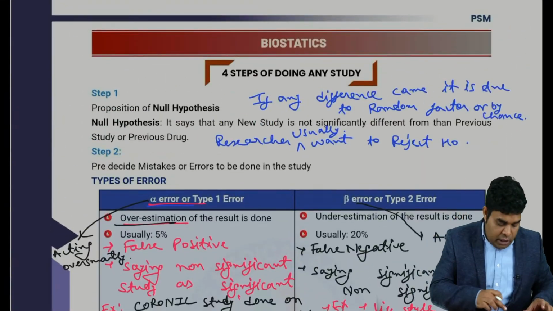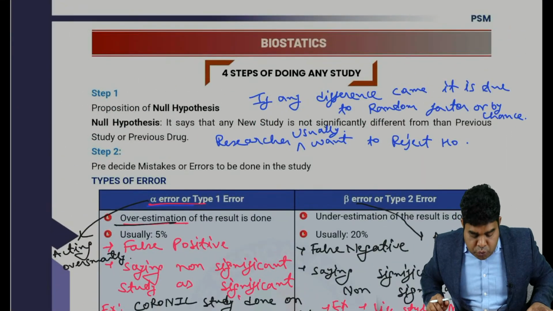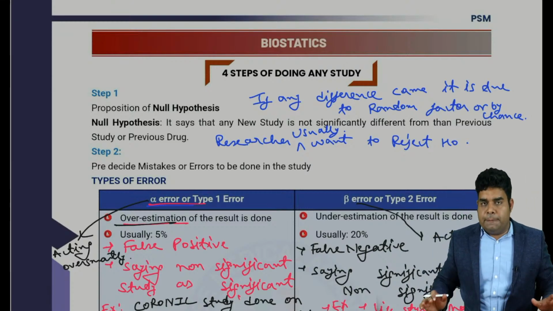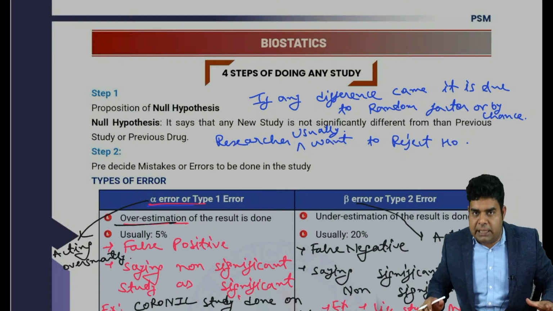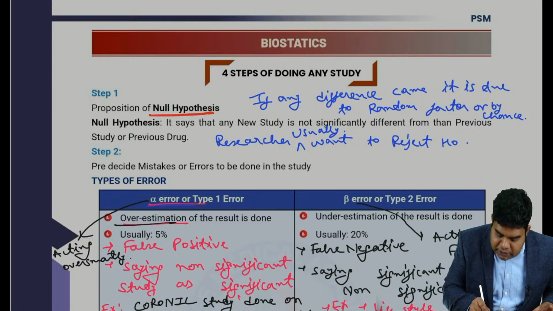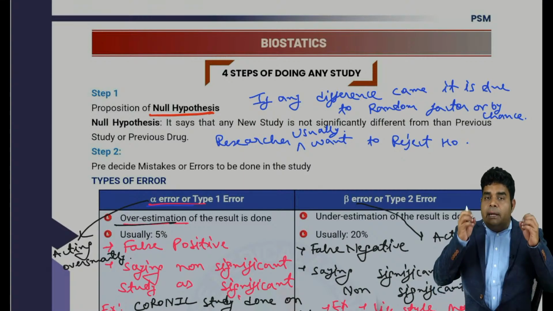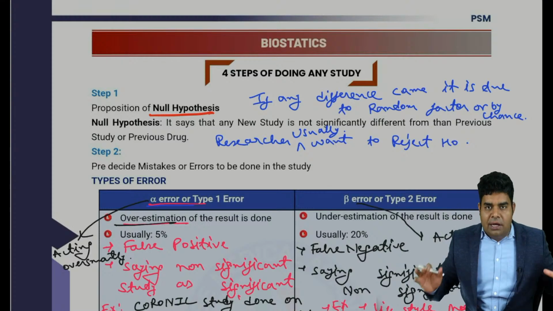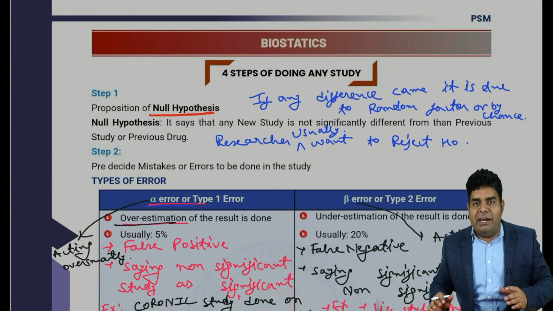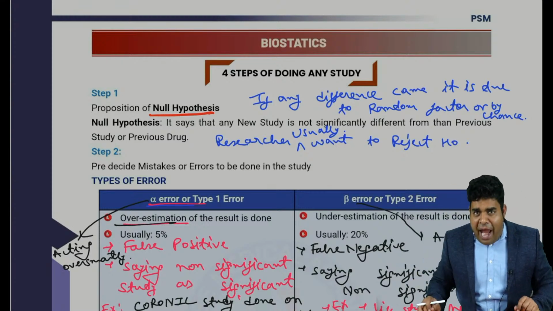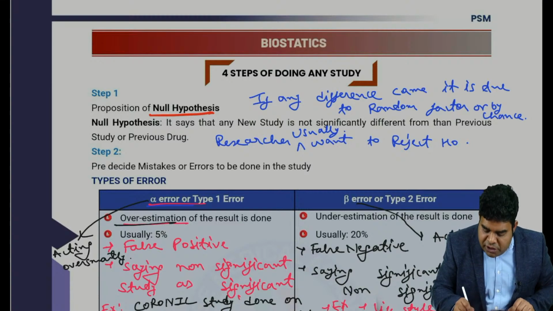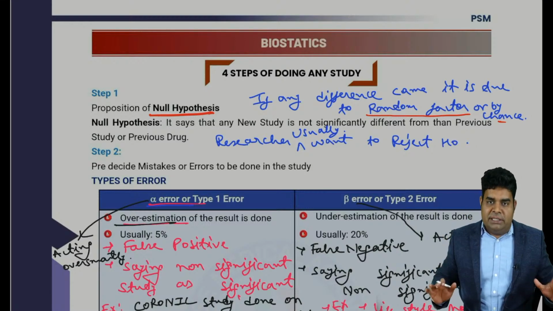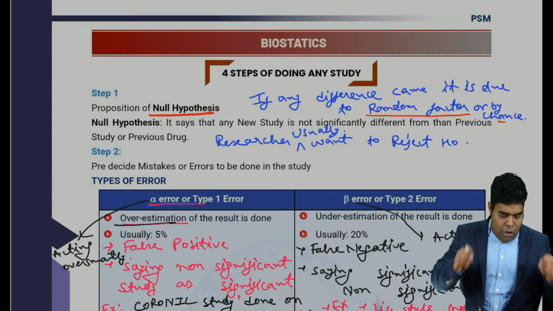In biostats, a lot of confusion occurs when it comes to null hypothesis, alpha, beta error, and p-value. But remember, my friend, it's a very simple concept. Null hypothesis simply means that in the beginning, the researcher said my drug is null, lull. There is no difference between my drug and the previous drug. And if any difference comes, it is just due to random factor or by chance. That is null hypothesis. Null means my drug is null, useless.